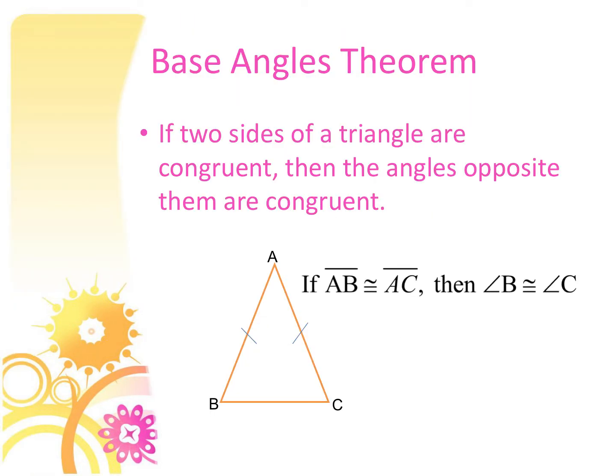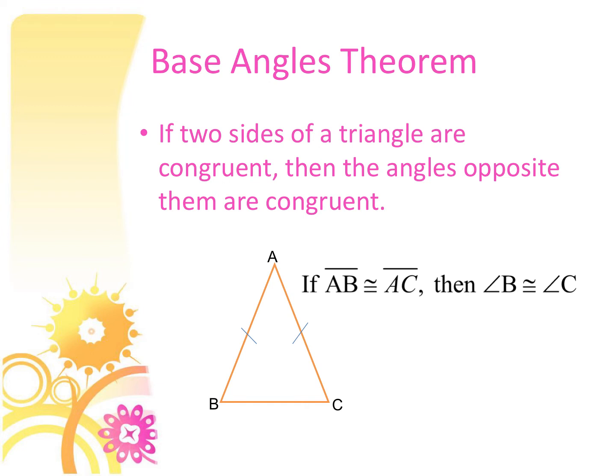Now, this is the first theorem of this lesson, okay? It's called the base angles theorem. If 2 sides of a triangle are congruent, then the angles opposite them are congruent. In other words, your base angles must be the same measure. So if AB is the same length as AC, if those 2 segments are congruent, then the angles opposite those, aka the base angles, become congruent as well.